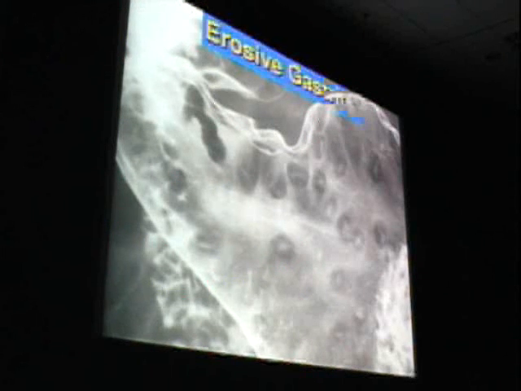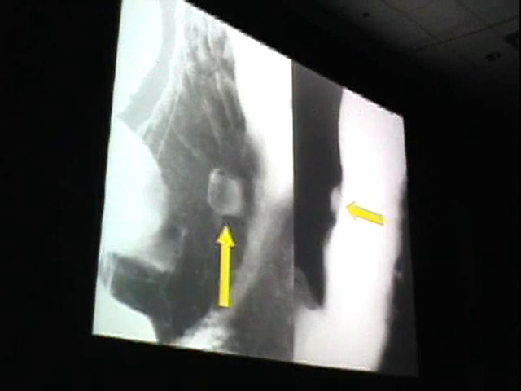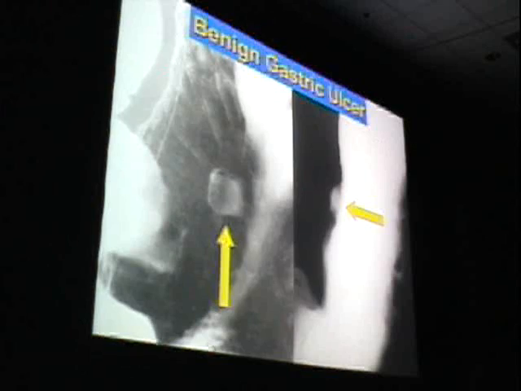Multiple erosions like this, obviously the most common thing is erosive gastritis, and you want to know, is this patient arthritic, are they taking tons of aspirin, do they have lung disease, Behçet's, but the most common thing is erosive gastritis. Here's a ring-like structure filled with contrast, you see it there, and this is a classic benign gastric ulcer.